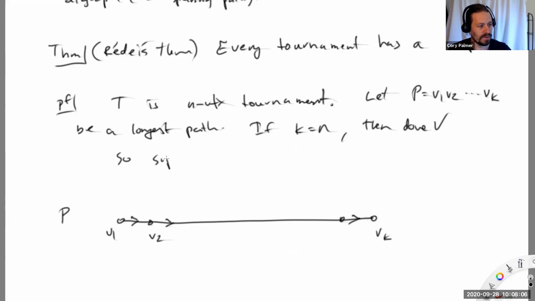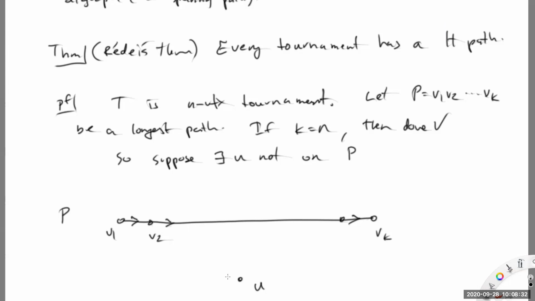So suppose there exists a vertex U not on P. There's some vertex U down here that's not on the path. Now we can collect up a few pieces of information real quick. Which arcs do we know exist here in this picture immediately, having to do with U? Anyone? Which arcs are definitely present?